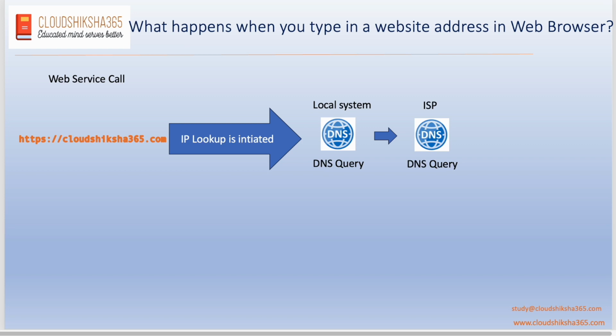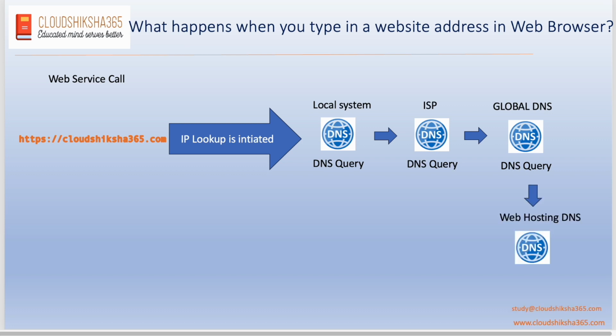ISP here is internet service provider. For example, you are using Airtel, BSNL, Tata, Reliance, or any other internet service provider. Their DNS is being asked by your local system's DNS. So one DNS from your local system, from your mobile, is making a query to the next DNS, which is your ISP DNS. Now if the name is not available with the ISP DNS, then it goes to the global DNS system and asks whether they know about Cloud Shiksha 365 or what its IP address is. And this is how the request keeps going until it reaches the web hosting DNS.